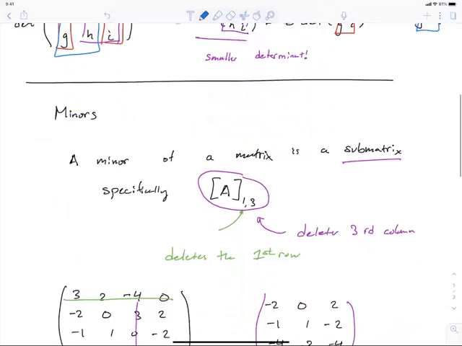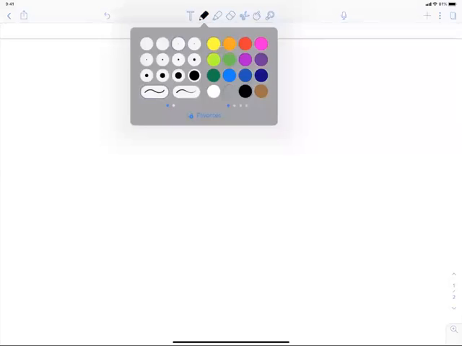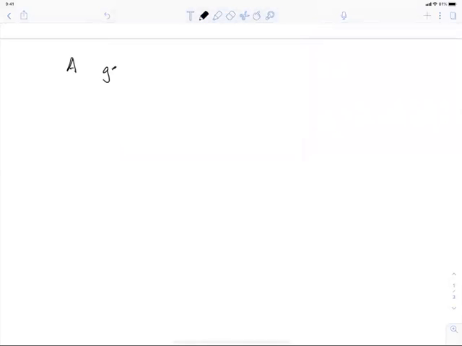So in general, what does this look like? We have the determinant of A is going to be equal to the sum of certain entries times the determinant of a minor.